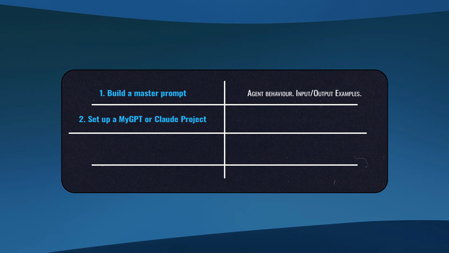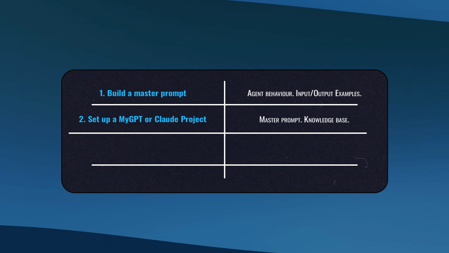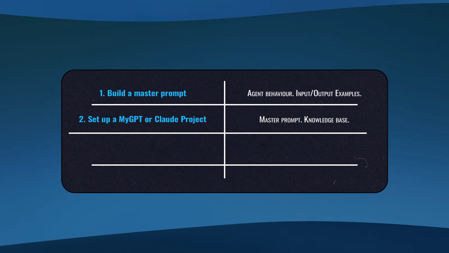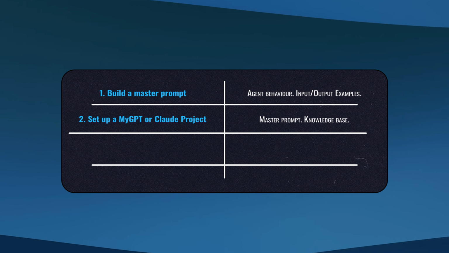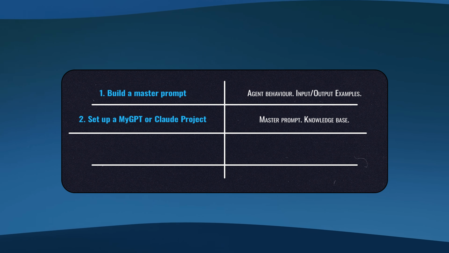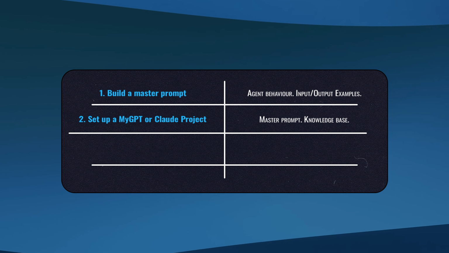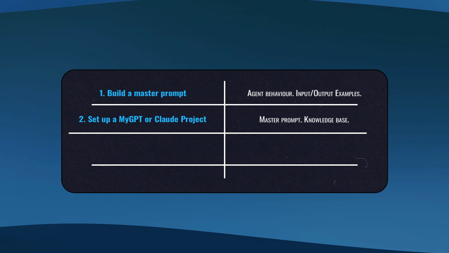Number 2. Set up MyGPT or Claude project. Both let you add your master prompt and upload files. Here's the killer move. You can upload a slice of your actual database with products or deal samples so the agent can work with the real data.